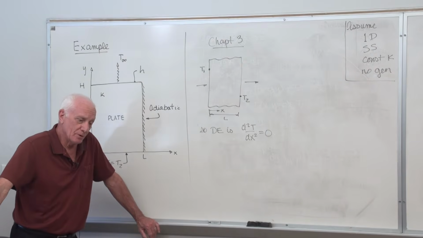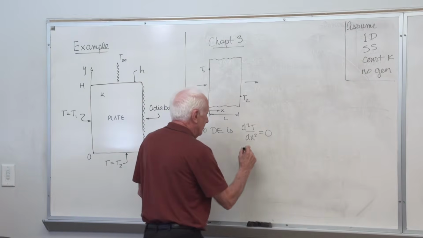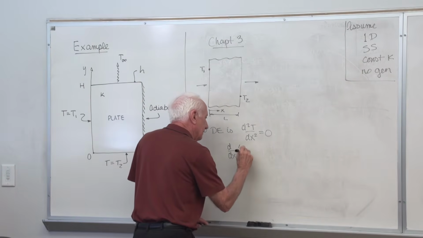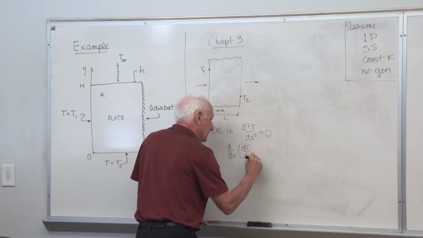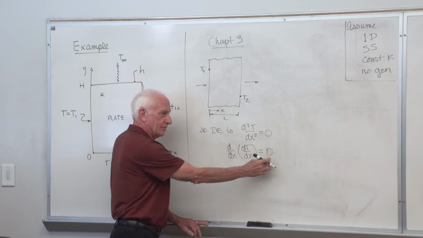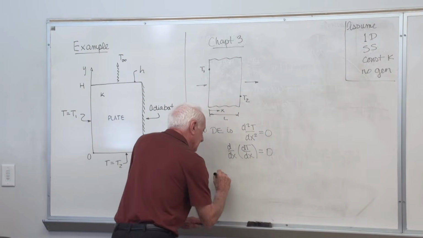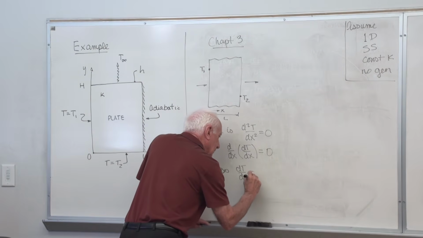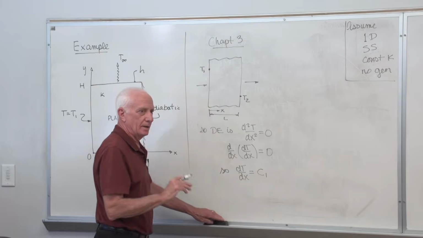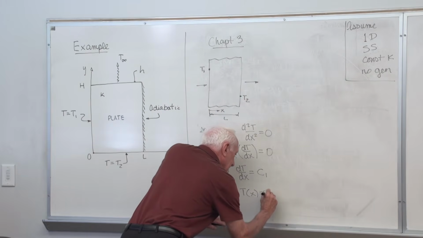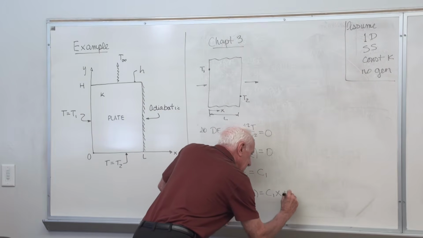What's next? We want to find the temperature. We integrate it twice. You can write this equation as d dx of dT dx equals 0. The derivative of something here is 0. That something has to be a constant. So dT dx equals a constant. Call it C1. Integrate it again. T as a function of x equals C1 x plus C2.